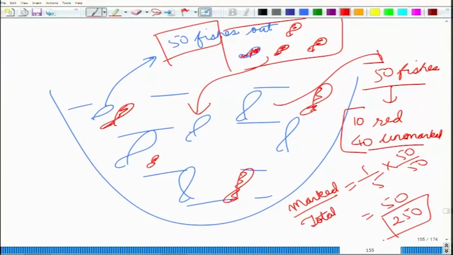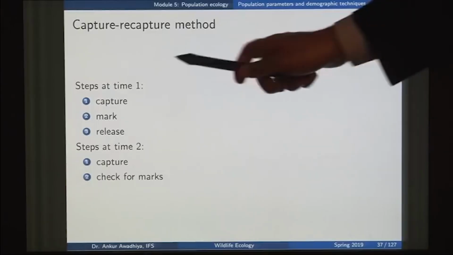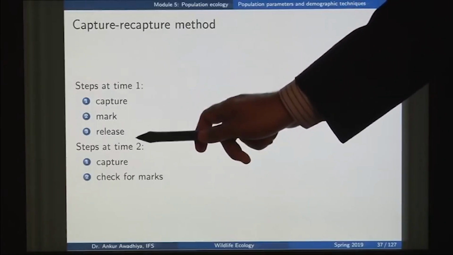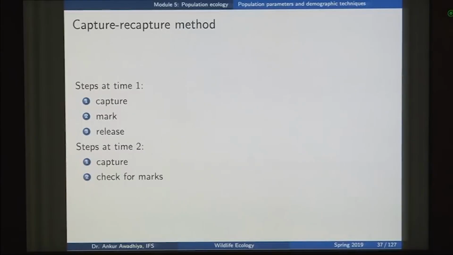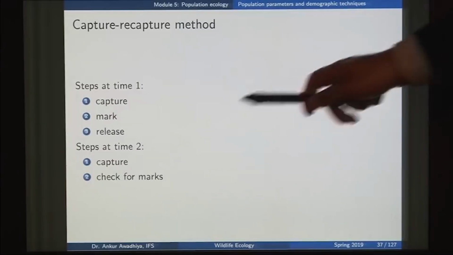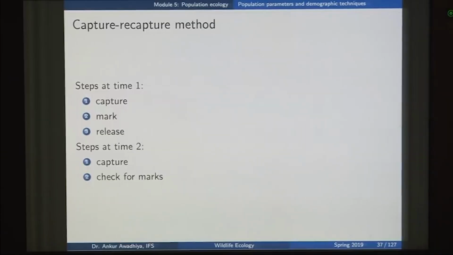Now to summarize, the first stage is at time t1 you capture some fishes, you mark those fishes in red color and then you release them back. Then you wait for some time so that all these fishes have mixed together, and then at another time you capture these fishes and then you check for the marks again.